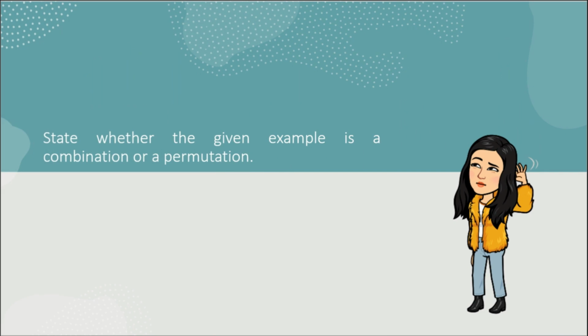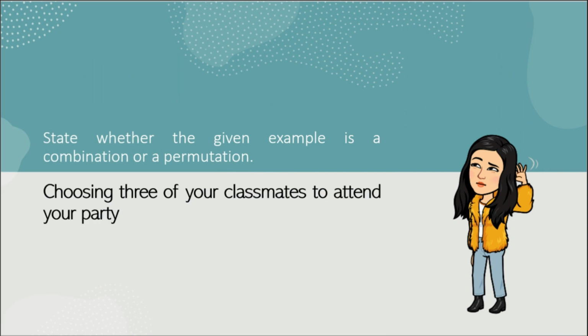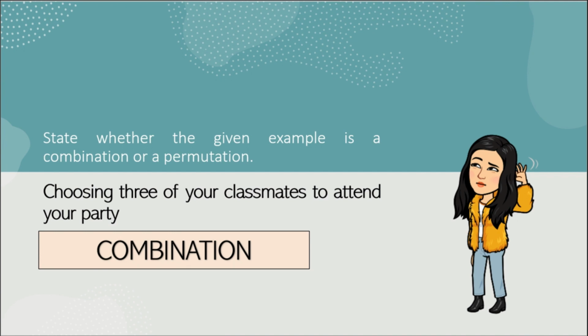Next example, we have to choose 3 of your classmates to attend your party. Is it a combination or a permutation? Let's dig deeper on this thought. As mentioned, you will only choose 3 with no specific criteria like who is best in school or who will perform better. It's like you are randomly choosing 3. And since there is no important order or rank, this one is an example of combination.